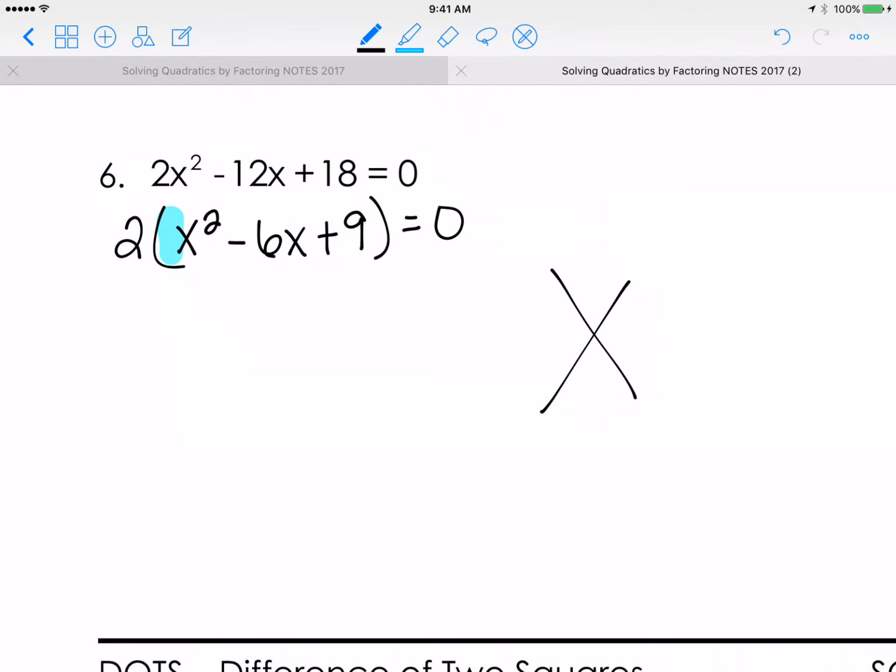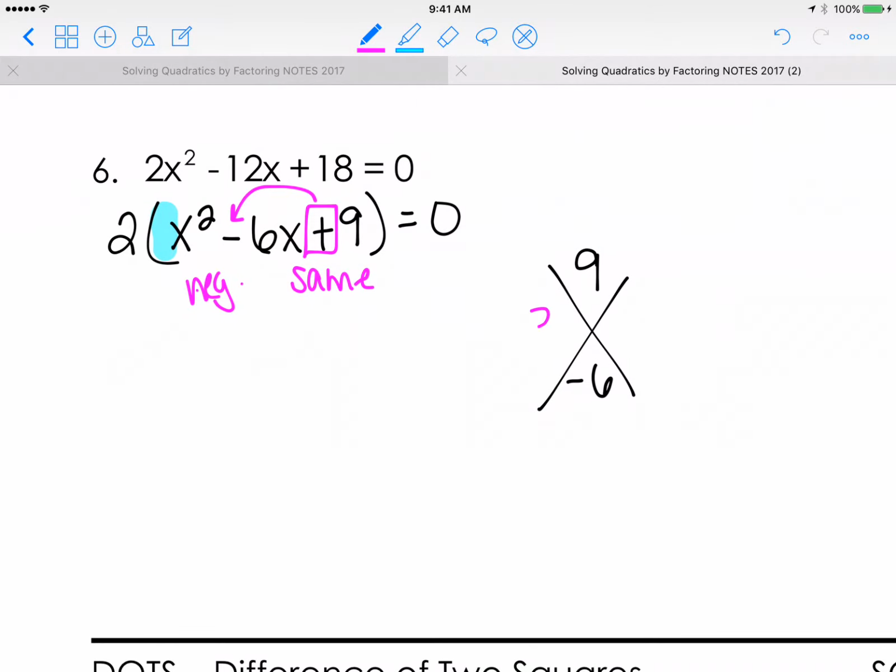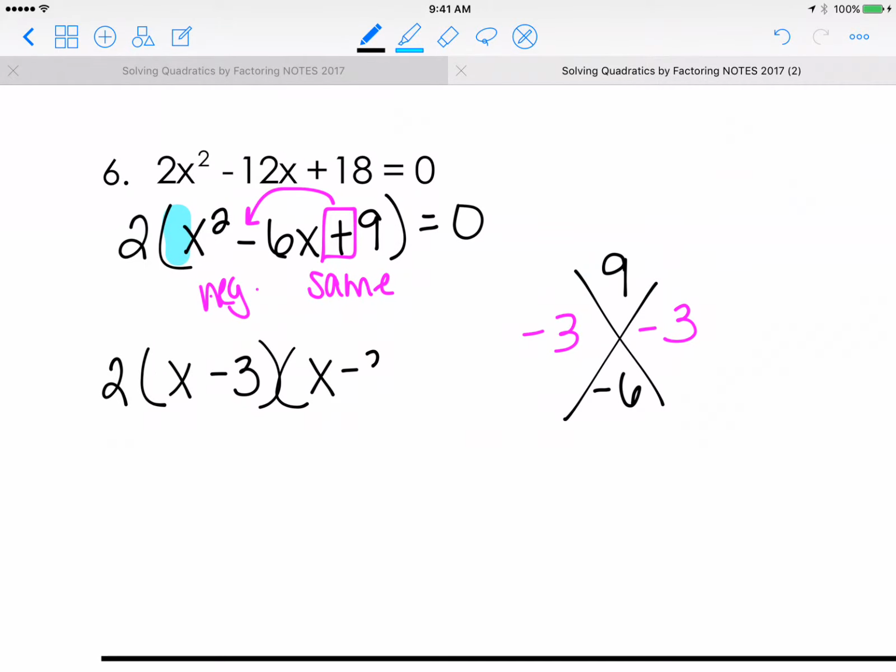I can just do my x box. What are factors of 9 that are going to add to give me negative 6? Ask yourself, what are factors of 9? They have to be the same sign, and because of this sign, they both have to be negative. Well, I hope we're thinking a negative 3 and a negative 3. So we have 2, and then if we factor this, we get x minus 3 and x minus 3.